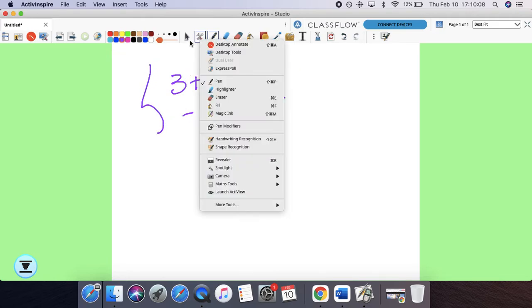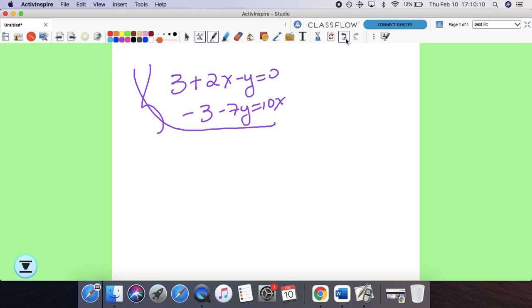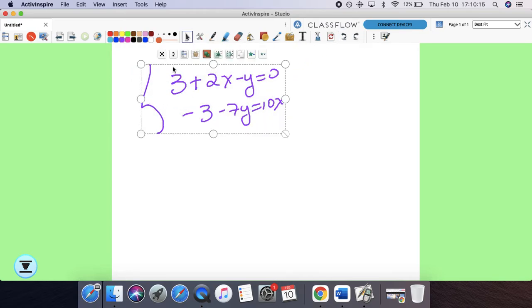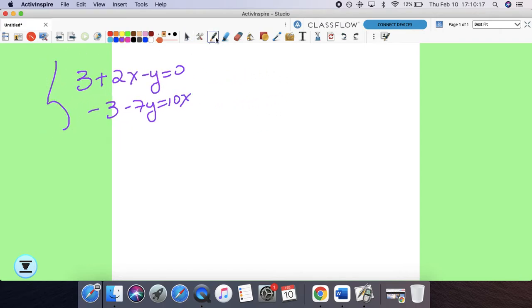Let me see if I can drag this. No, I can't. Let me see if I can drag this to the side a little bit. Let's take the first equation. So the first equation is a mess. So you have 3 plus 2x minus y equals 0.